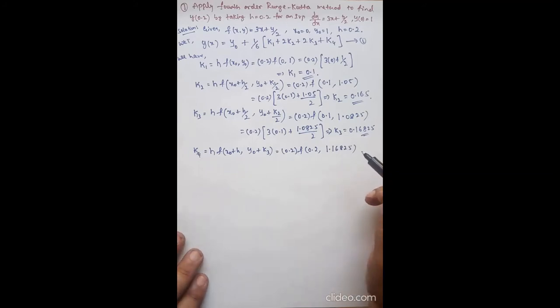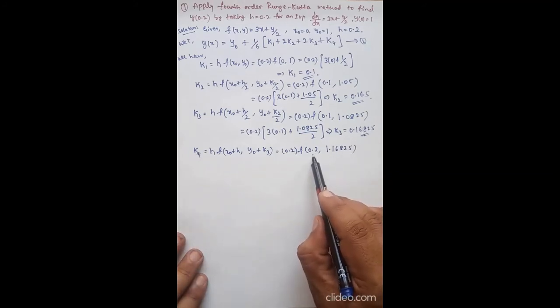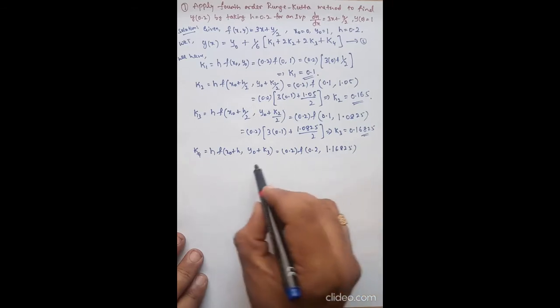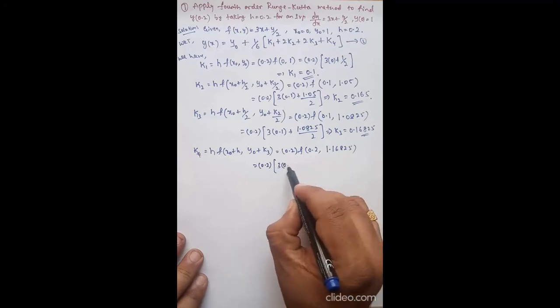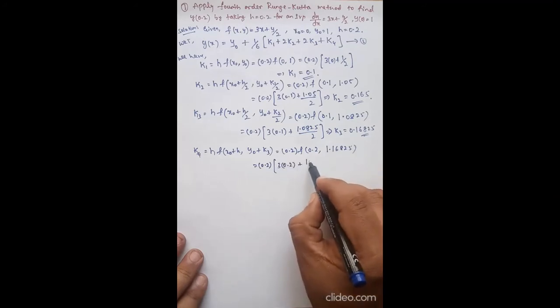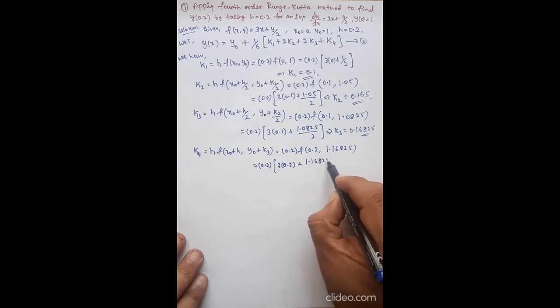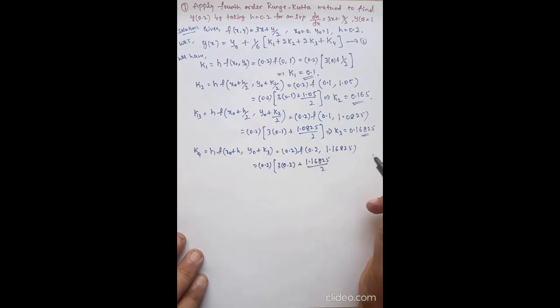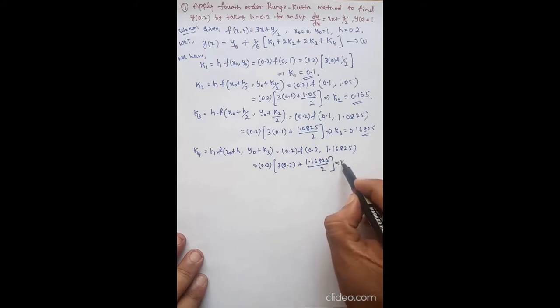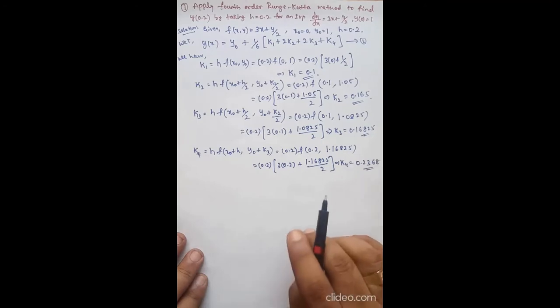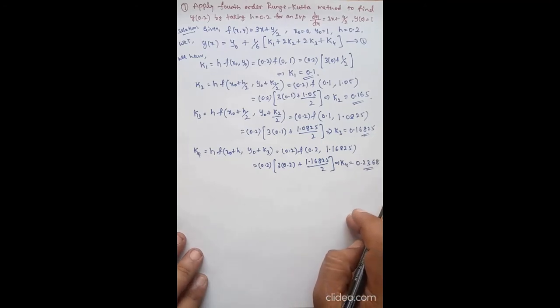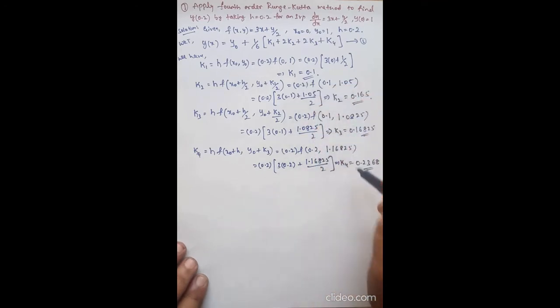Now again same formula, 3x plus y by 2. X is this, y is this. Substitute now. So this is equal to 0.2 into, this is 3 into x is 0.2 plus y by 2. Y by 2 means 1.16825 divided by 2. So simplify this, we get the value of last parameter K4. And K4 is 0.2368. So this is the value of K4. So we got the values of K1, K2, K3, K4.